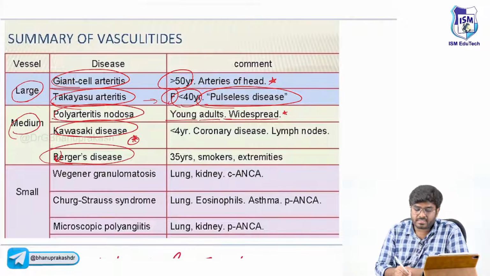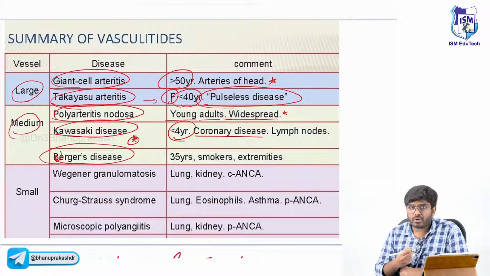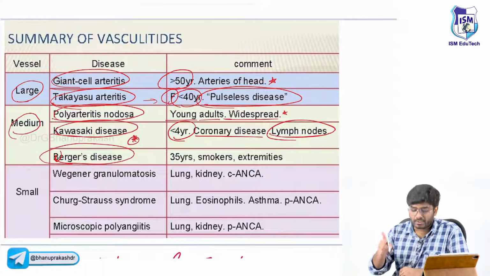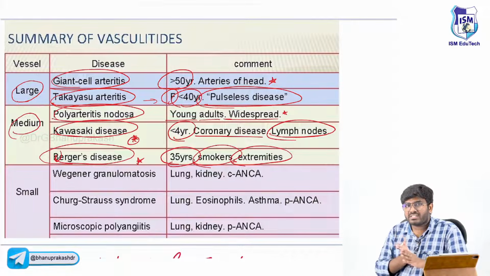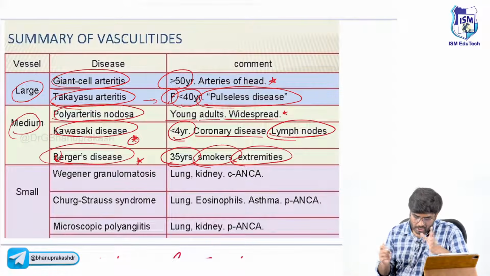Kawasaki disease: less than 4 years of age. Coronary arteries are going to be affected. Lymphadenopathy is going to be seen, mucocutaneous lymph node syndrome. And Buerger disease: males, chronic smokers, extremities will show Raynaud's phenomenon and autoamputation.